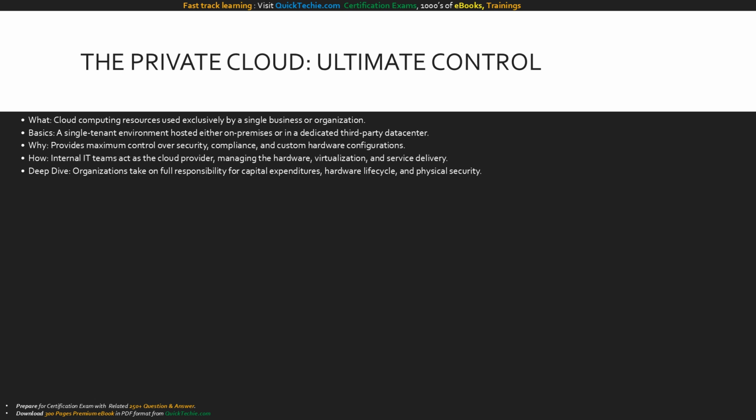If a regulatory body demands to know exactly which physical hard drive holds a specific piece of data, a private cloud architecture allows you to point to the exact rack in your data center, providing a level of physical auditability that public clouds abstract away.